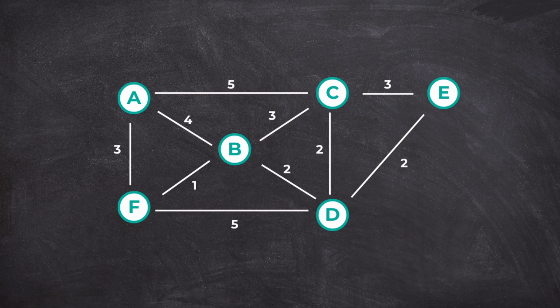We start with node A and mark it as visited, shown in orange. Next, we look at all nodes reachable from A. These are connected by the blue edges you see here.